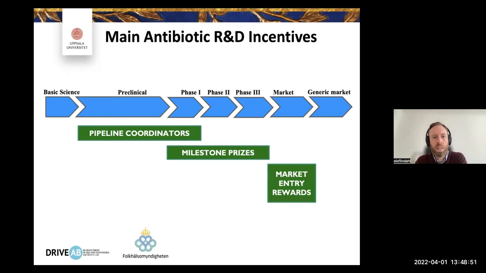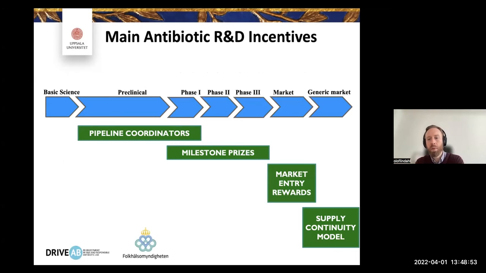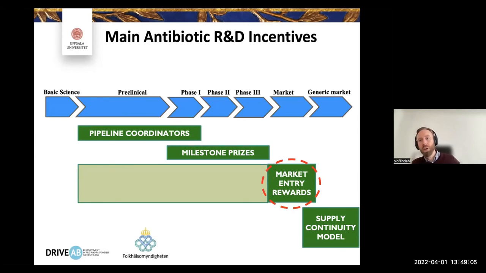If we want to put it on a development pipeline like this, you can see that it's given at market entry. However, the size of the market entry reward and the specification for what kind of drug is going to be rewarded makes it have an effect down or upstream in the pipeline, if you will. And that is the idea. And that is why the market entry reward is a sensible combination with the ASB.